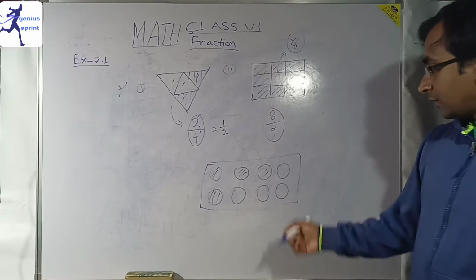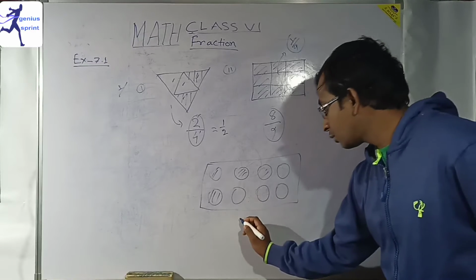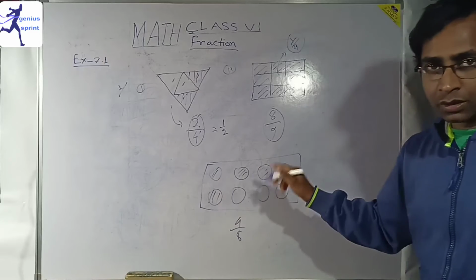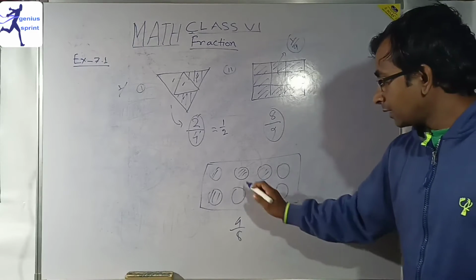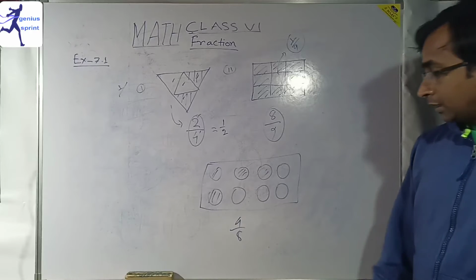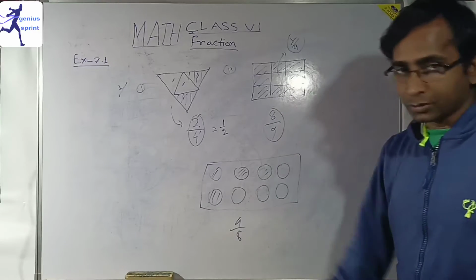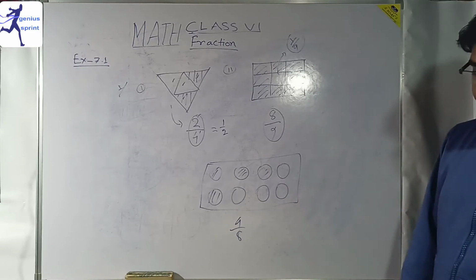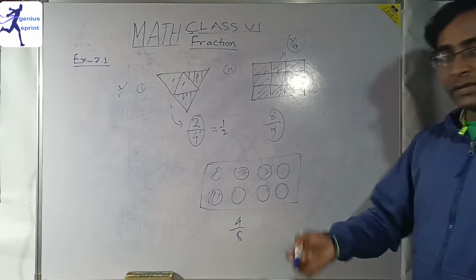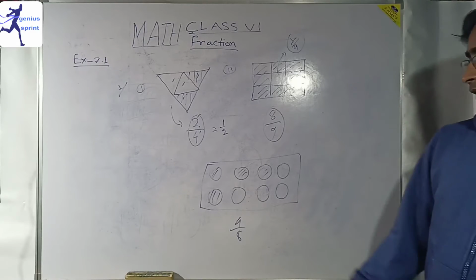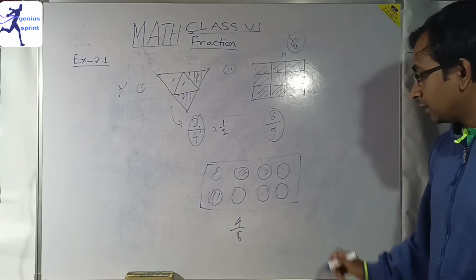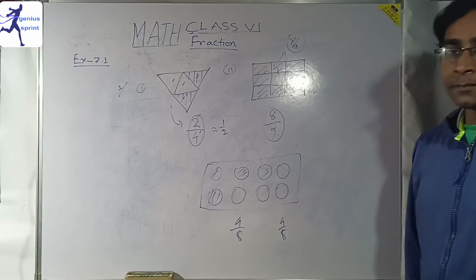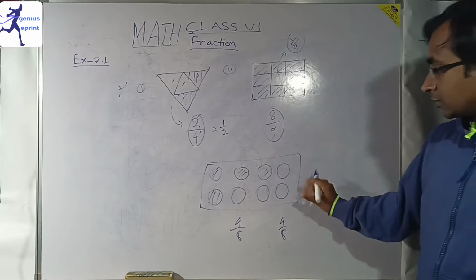If they ask you to find the fraction of the shaded, then you can write it as 4 upon 8. 1 2 3 4, 1 2 3 4, that is 8. Total 8 balls are given there, so 8 is the denominator, and 4 balls are hidden, so 4 is the numerator. And if you find the fraction of the visible balls, you can write it also as 4 upon 8, because total 8 balls are there and 4 are shaded. So this is the fraction of the third figure.